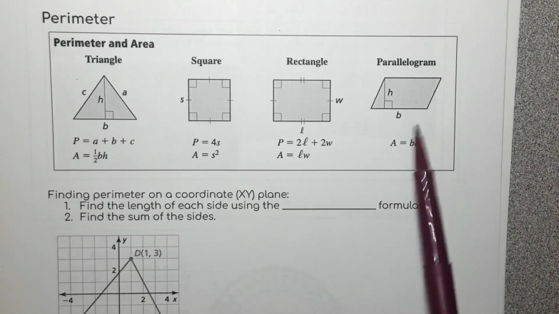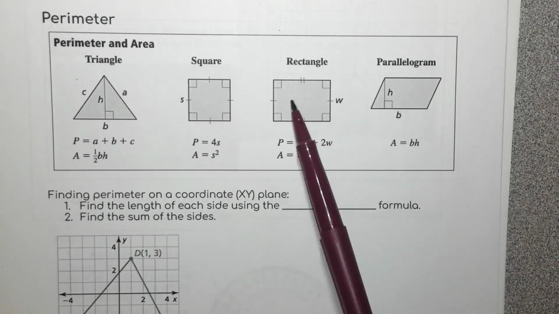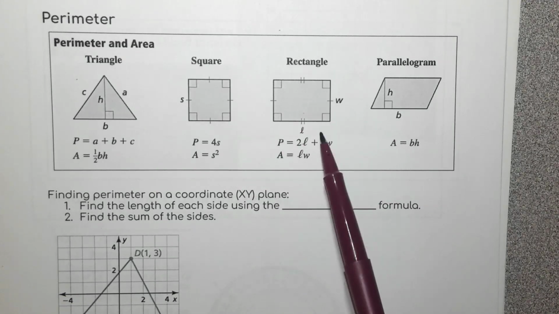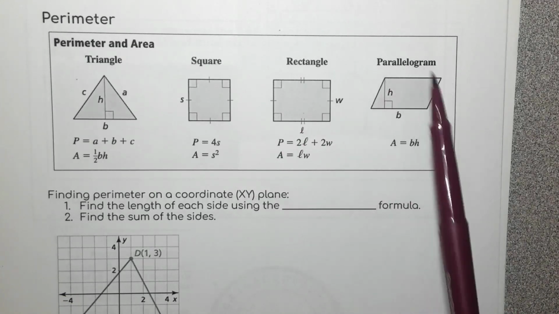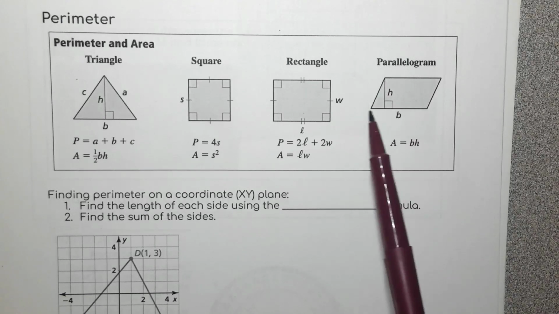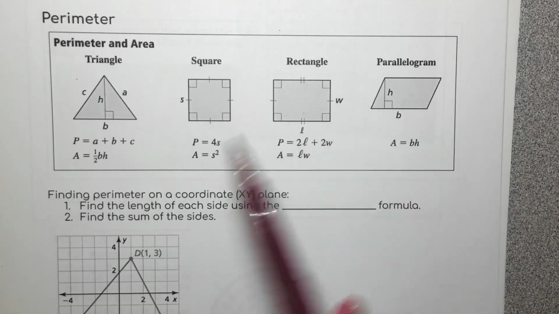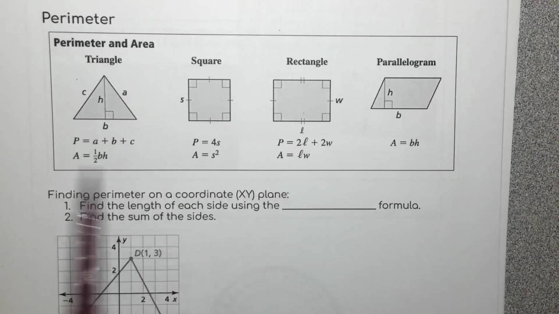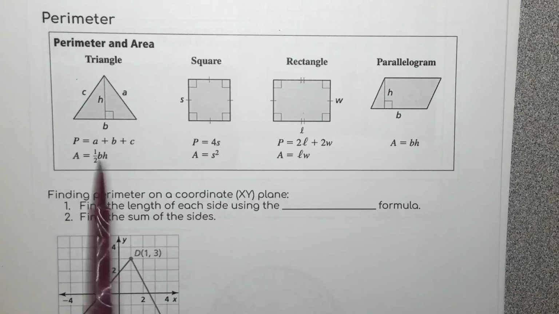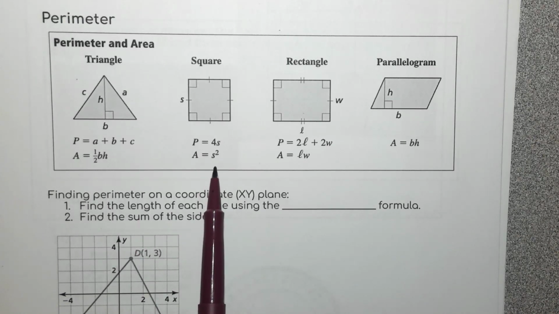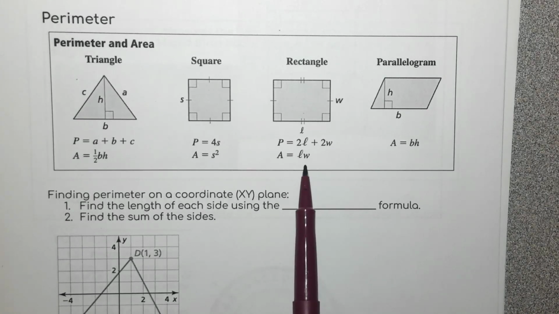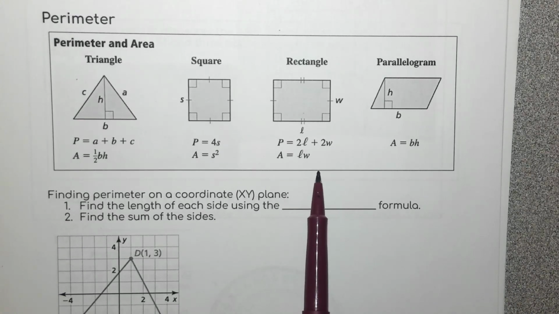And then we usually find our parallelogram the same way as a rectangle for perimeter, but the area is what's different here. This is the base times the height. Alright, and I think you know your area formulas for the other ones. The area of a triangle is 1/2 base times height. The area of a square is the 2 sides multiplied together, which is s squared. And then length times width for a rectangle.